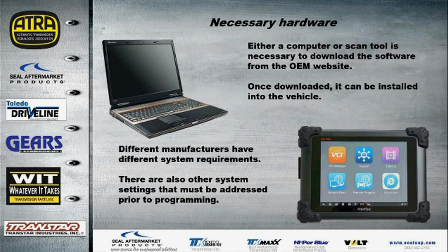Now, we mentioned in part 1 of the Introduction to Programming about getting the OEM software off of the website. In order to store it, basically we need to either have a laptop or a compatible scan tool that will allow us access to the internet, as well as enough storage space to actually get that information and keep it.